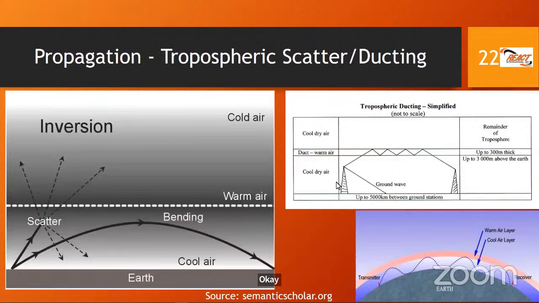On the top right hand corner, well, before we do that, let's do the bottom left hand corner. So this is our Earth's surface. Above the Earth's surface, there are layers. The troposphere is one of them.